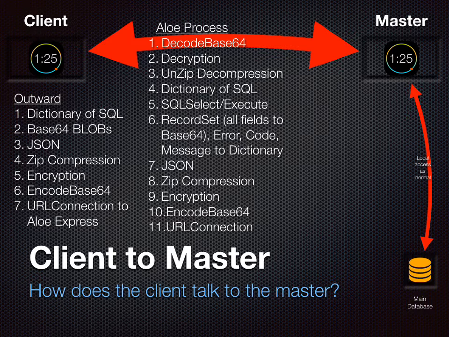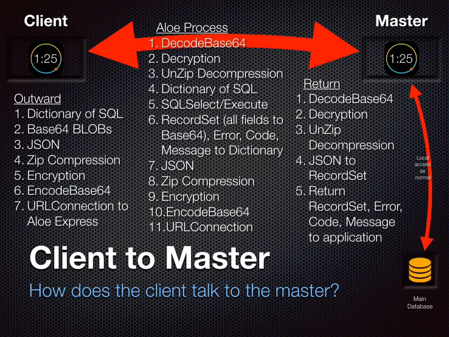So we get this dictionary of all the results, we JSON it, we zip it, we encrypt it, we take the encryption, we base 64 that, shove it back into the URL connection as the return results and send it back to the client. So what happens back at the client is it's just been sitting there waiting for the results to come back from the URL connection using the send sync.